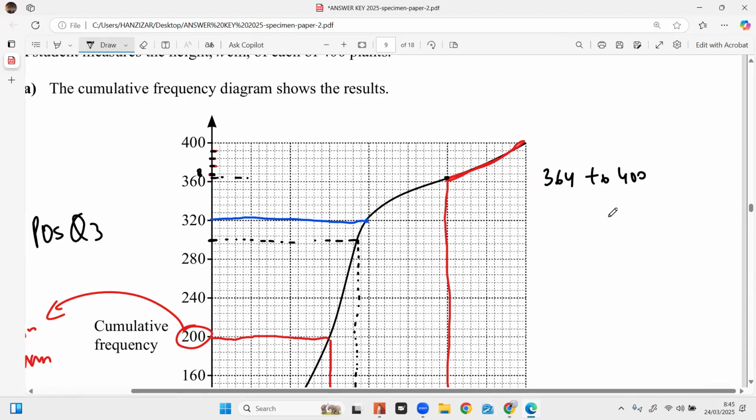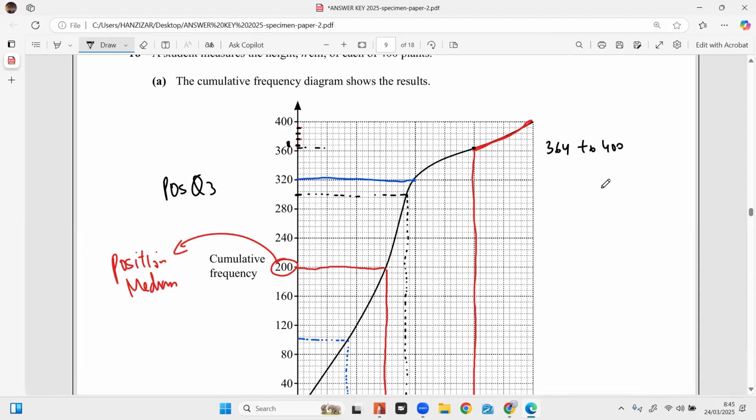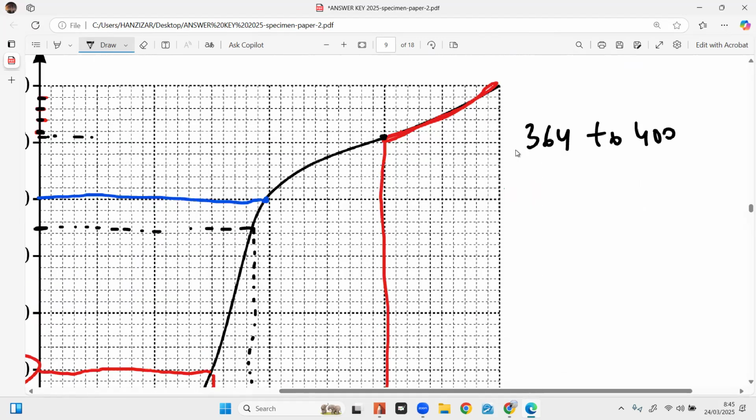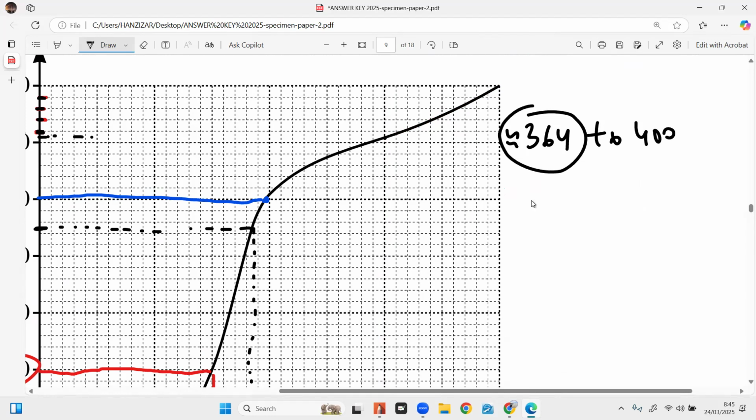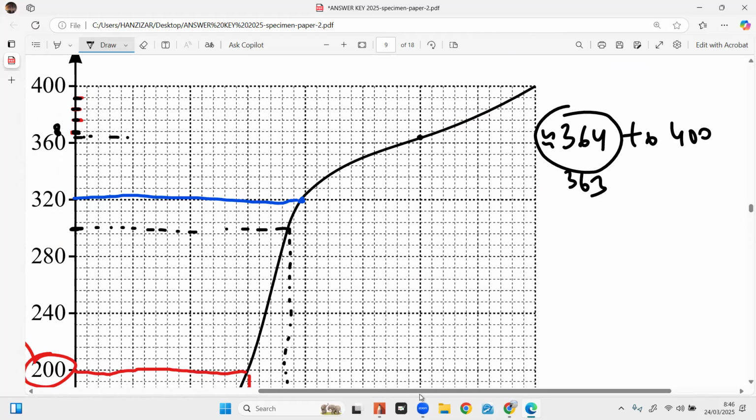368? Yes, you can, but it's too far. Sir, what if I... I think it's too far. 364 is better. 363, yeah, sure, no problem, because it's in between 360 and 368, guys. Look at the graph. See? No, not yet. 364 to 400. I can make it 364, you can do 363. But 360 is too low and 368 is too high, right? So you can answer 364, better.